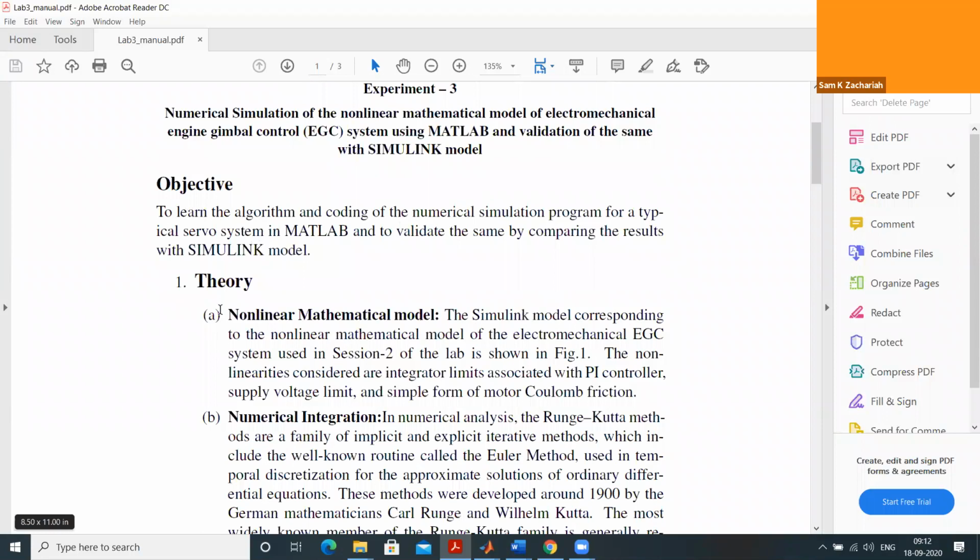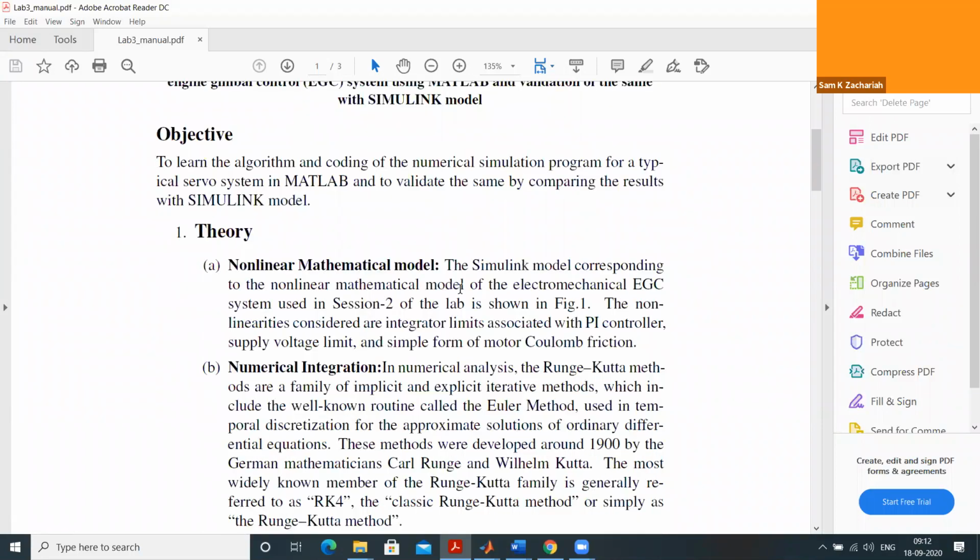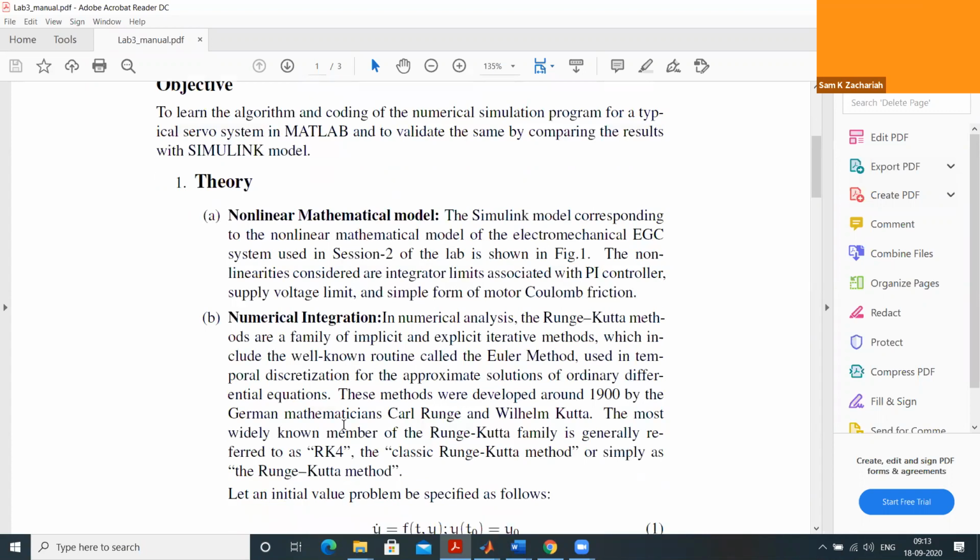Theory: the nonlinear mathematical model, the Simulink model corresponding to the nonlinear mathematical model of the electromechanical EG system used in session 2 of the lab. What I mean by session 2 is the previous sessions where we completed the linear as well as basic nonlinearities. Nonlinearities considered are integral limits associated with the PI controller, supply voltage limit, and a simple form of motor Coulomb friction, as well as the actuator stroke limit.